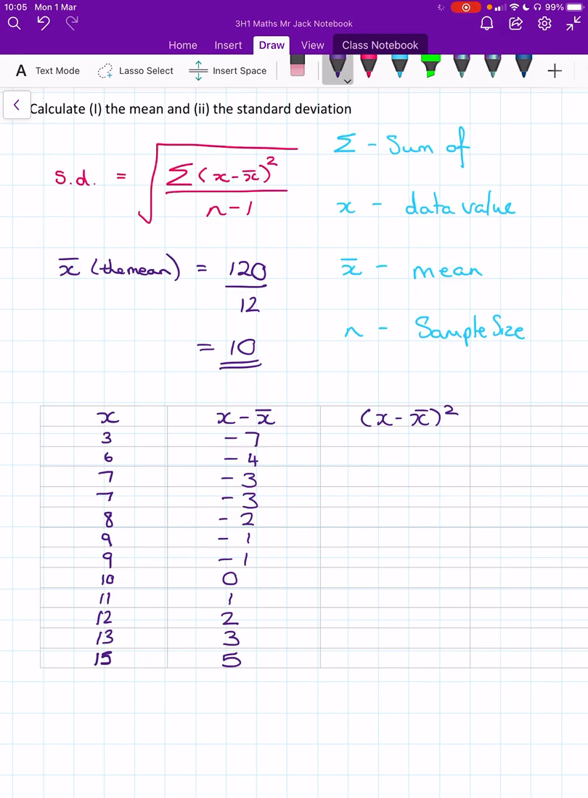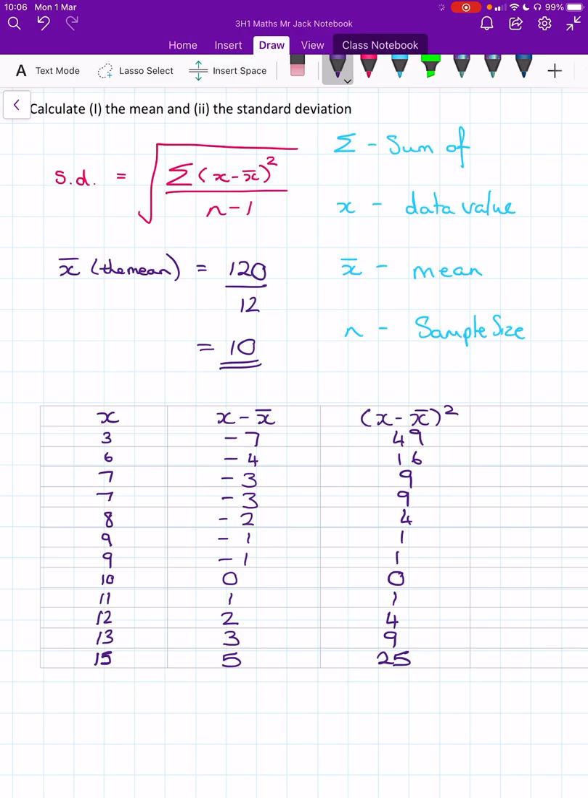So negative 7 squared, 49, then we get 16, 9, 9, 4, 1 squared is 1, 0 squared is 0, then we've got 1, then we've got 4, we've got 9, and then we've got 25. Okay, that's my x minus x bar squared column.